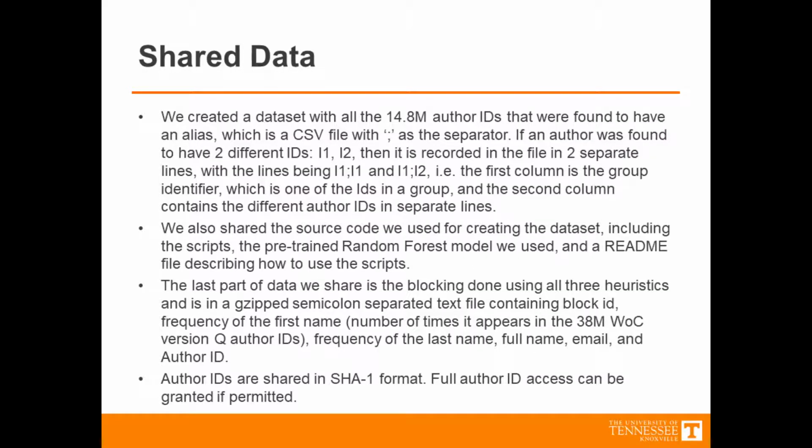From the data that we have created, we will be sharing the following. First is the dataset with all 14.8 million author IDs that were found to have an alias, which is stored in a CSV file with a semicolon separator. If an author was found to have 2 different IDs, for example I1 and I2, then it is recorded in the file as 2 separate lines, with the lines being I1 semicolon I1 and I1 semicolon I2. Essentially, the first column is the group identifier, while the second column is the author identifier.